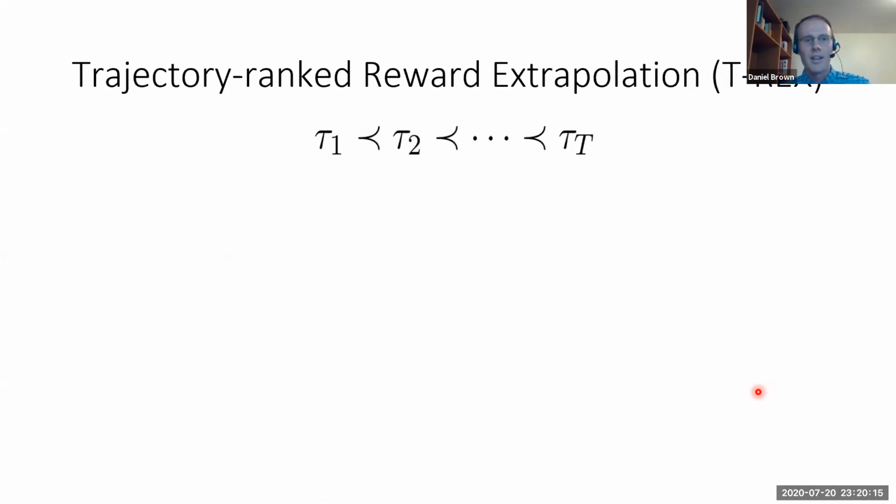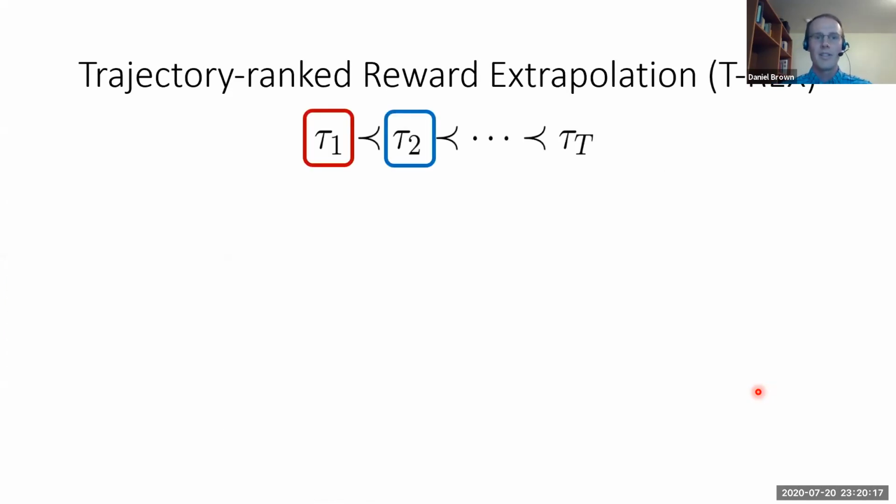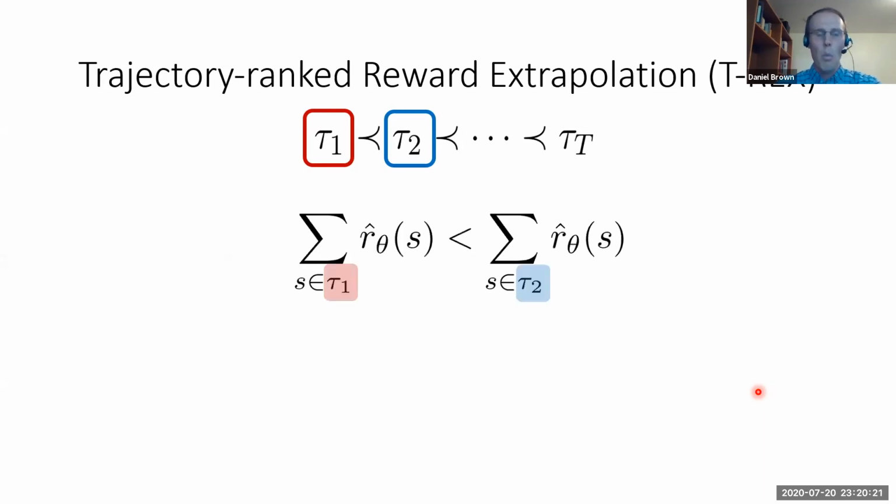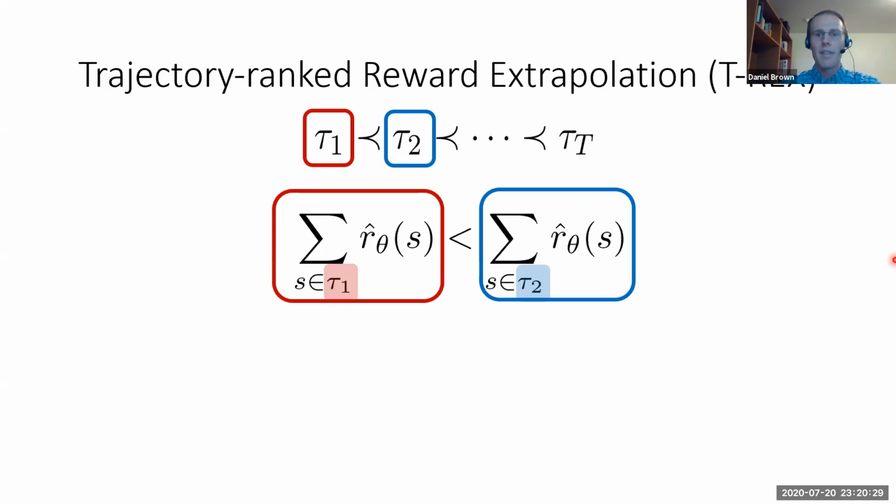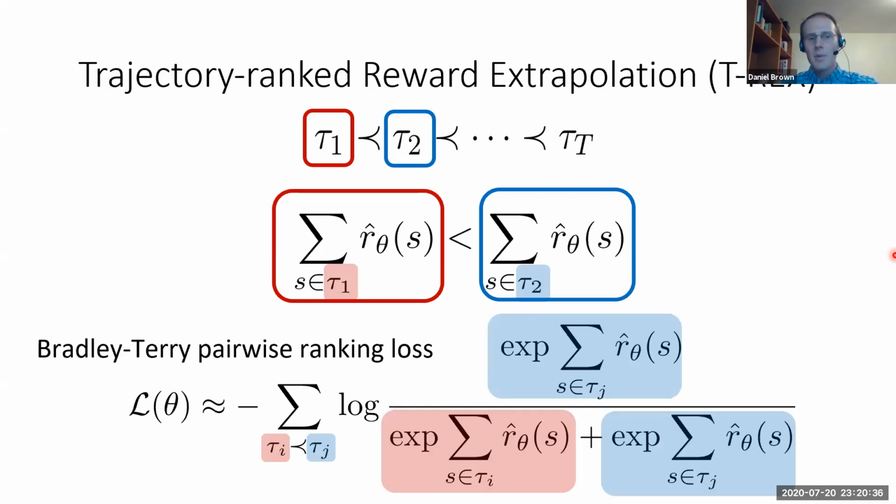So how does this work? If we're given any preferences, say a pairwise preference over these two trajectories, tau1 and tau2, what can we say? Well, ideally, if we sum up the rewards that we're predicting for the states in each of these two trajectories, the sum of rewards for the better trajectory should be greater than the sum of rewards for the worse trajectory. So this means we can train a reward function that predicts rewards given states using just a standard Bradley-Terry pairwise ranking loss.